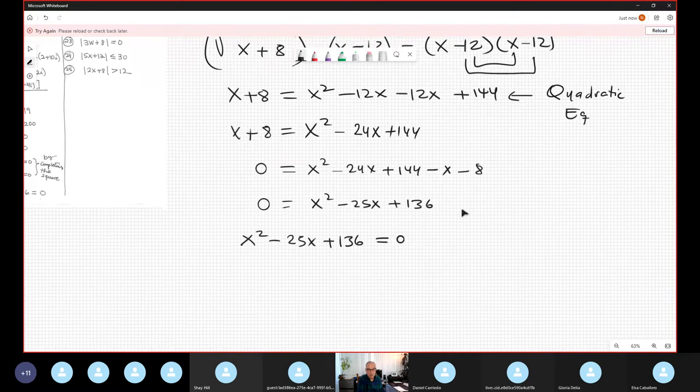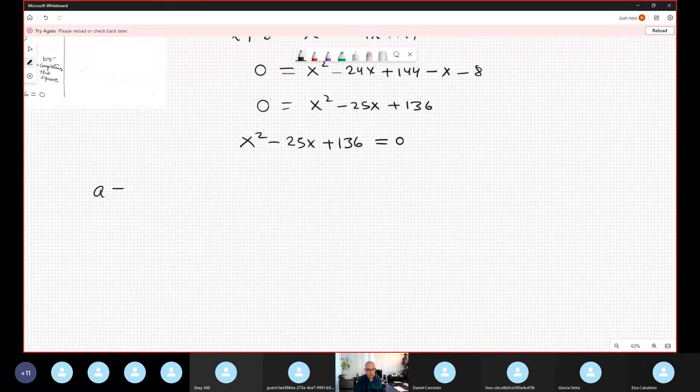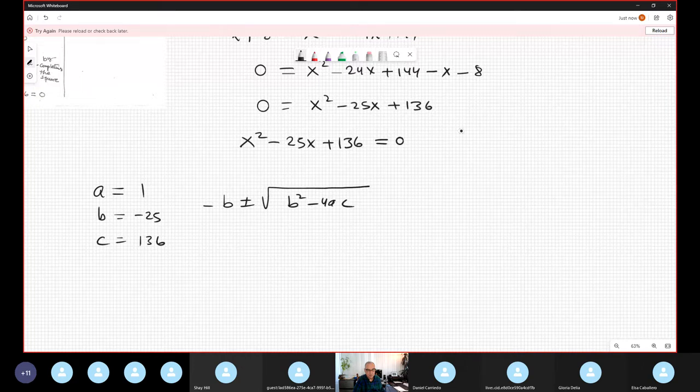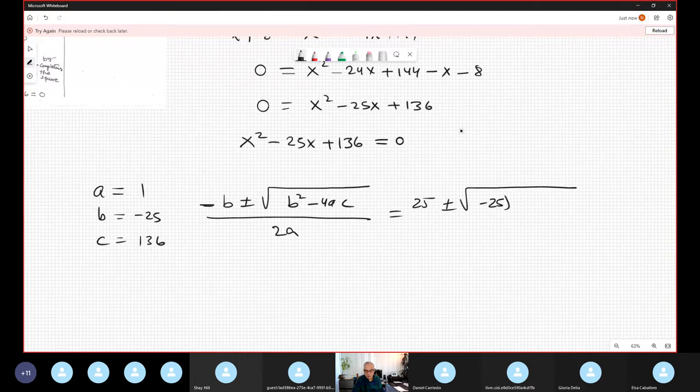Okay, nice. Now, determine who is A, B, C. A is 1, B is negative 25, and C is 136. And you apply the quadratic formula one more time. It's 25 positive because we have again the same situation: negative in the formula times the negative value together is positive. So negative 25 squared, minus 4 multiplied by 1 multiplied by 136, divided by 2.